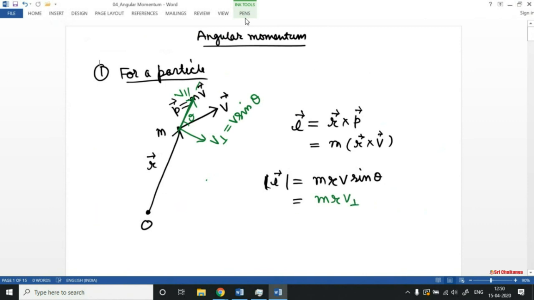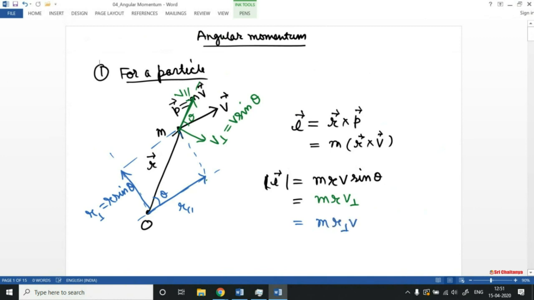And the alternate way of writing this can also be, let's say we define this position vector into two mutually perpendicular components. One is parallel to v, so this would be r parallel, and this other component would be r perpendicular. So r perpendicular here would again be equal to r sine theta. So an alternate way of writing this can also be m r perpendicular into v.